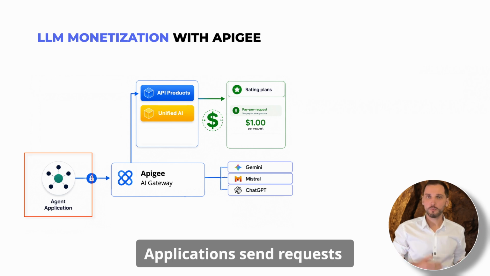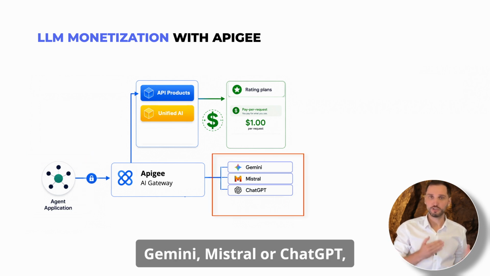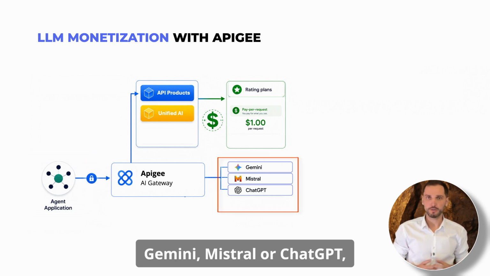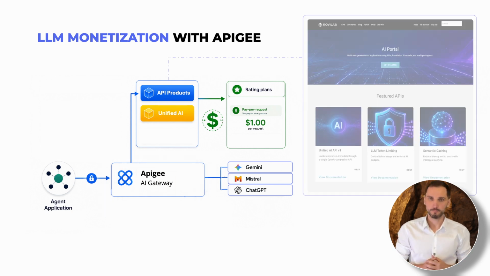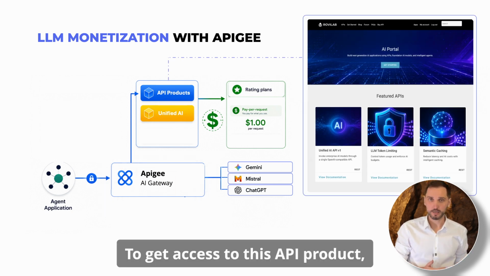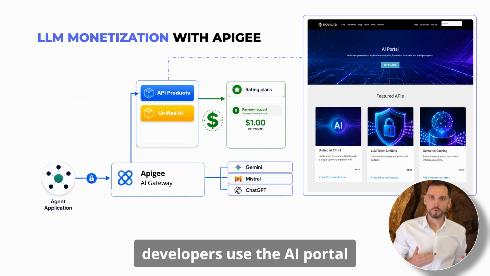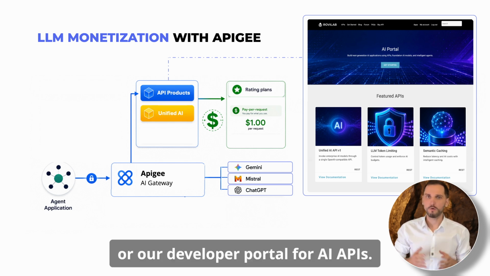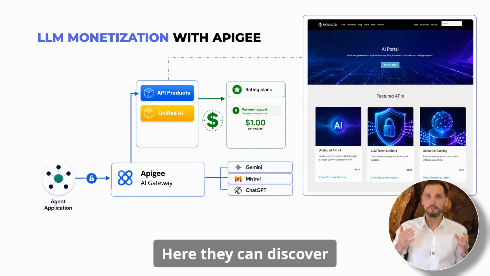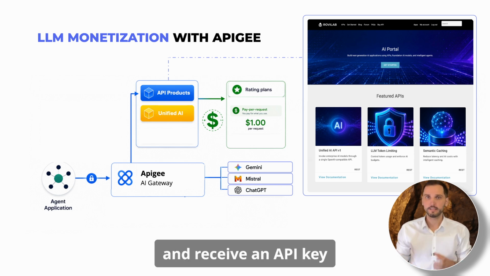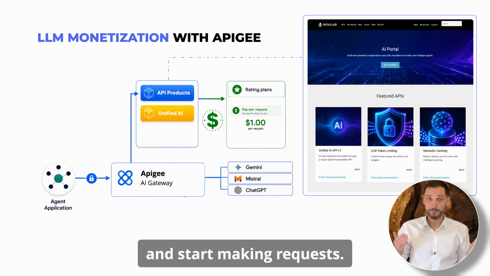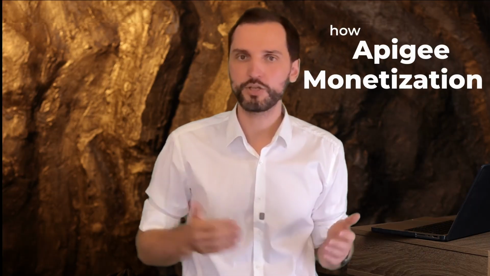Applications send requests through the proxy to access Gemini, Mistral, or ChatGPT, while Apigee manages access and tracks usage for monetization. To get access to this API product, developers use the AI portal, or our developer portal for AI APIs. Here they can discover available APIs, subscribe to the Unified AI product, receive an API key, and start making requests. In this video, I will quickly show you how Apigee monetization works.